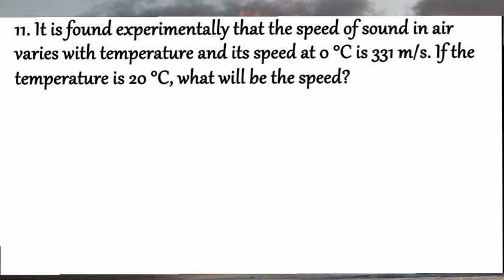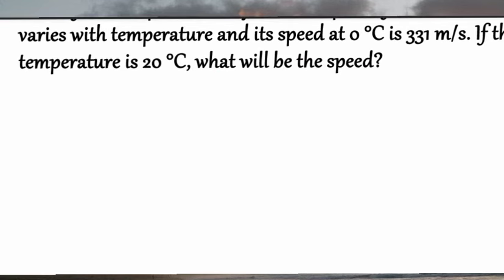Question number 11: it is found experimentally that the speed of sound in air varies with the temperature and its speed at 0 Celsius is 331 meters per second. If the temperature is 10 degrees Celsius, what will be the speed?